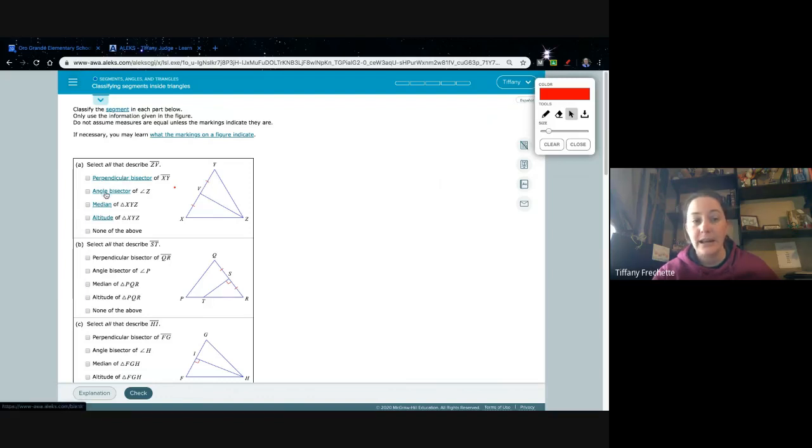Angle bisector. Nothing about the angles is shown. It would actually have to show me those arcs so that I know that this is talking about angles. So I'm not going to click angle bisector.